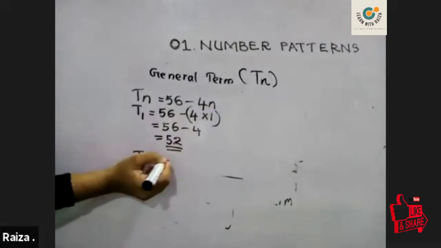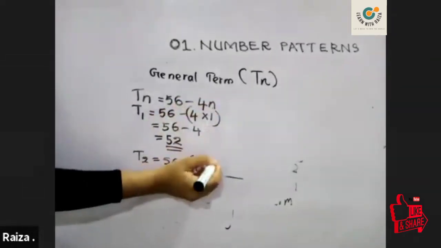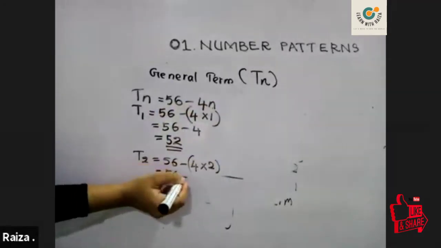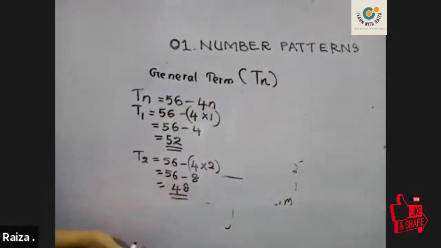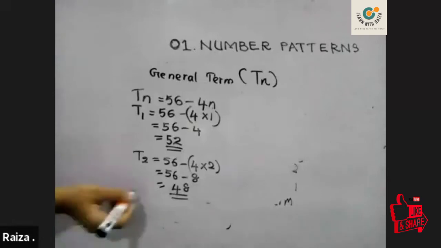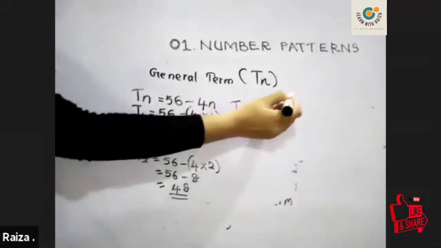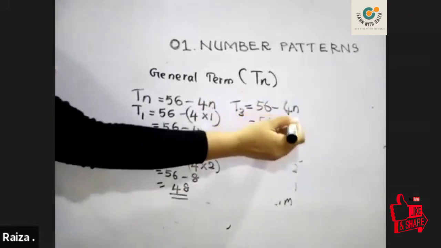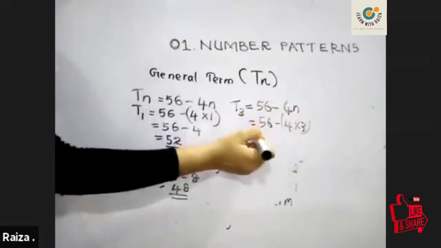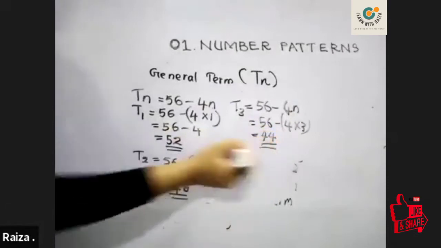Second term: 56 minus 4 times, and instead of n I put 2. Then I get 56 minus 8. So what do you get here? 48 as the second term. Likewise, you can find the third term also. The third term is 56 minus 4n, that is 56 minus 4 times 3, that is 12. So 56 minus 12, what do you get? 44, the third term. So simple.